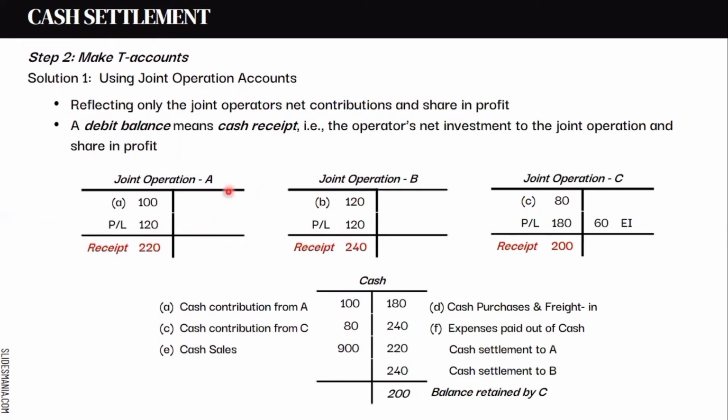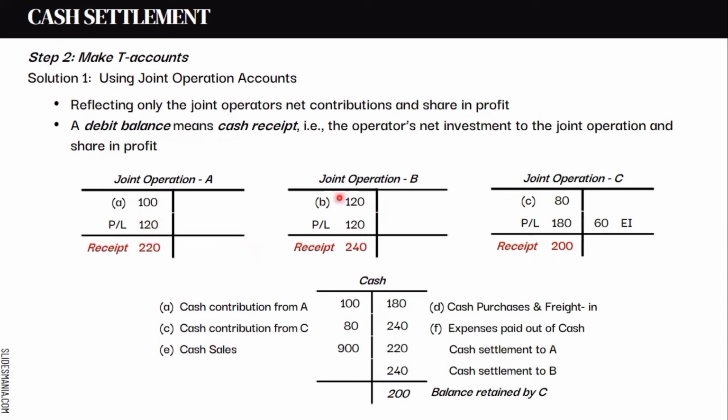So joint operation account, 100 na contribution ni A, 120 na share niya sa profit. So meron siyang cash receipt na 220. Diba doon sa interest in a joint operation, yung sabi ko kanina, ang nature niya is investment. Pag share in profit, nasa debit side. Ito yun, no? Debit side, 120. Kasi debit. Kasi profit ang kanyang share.